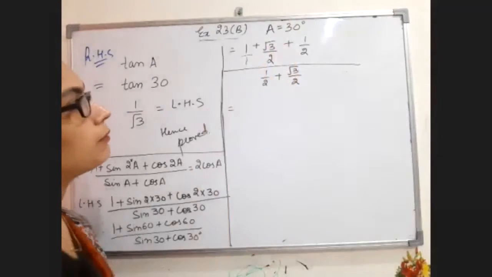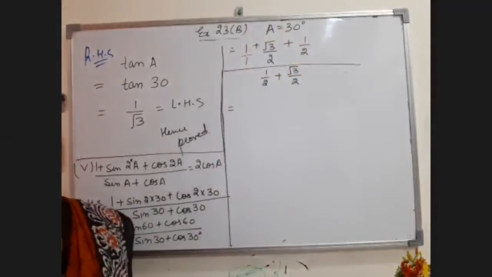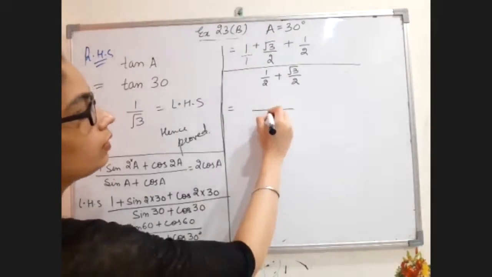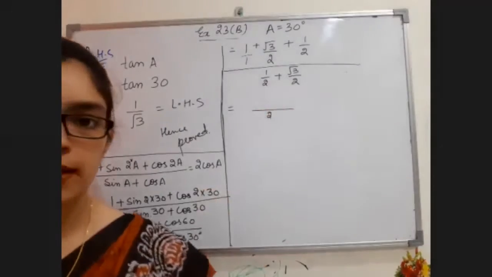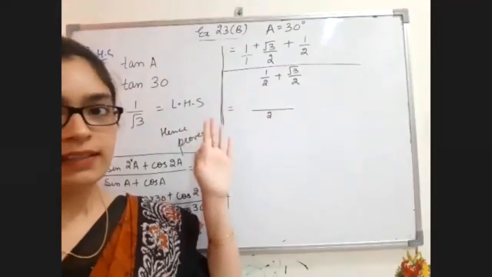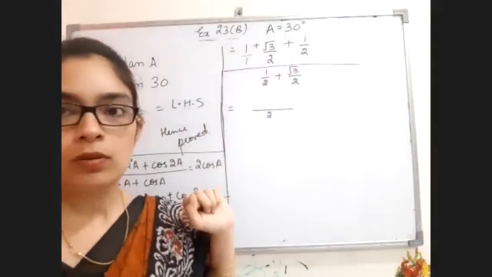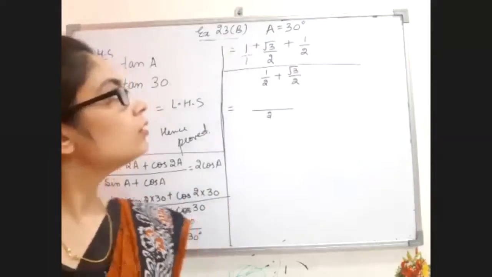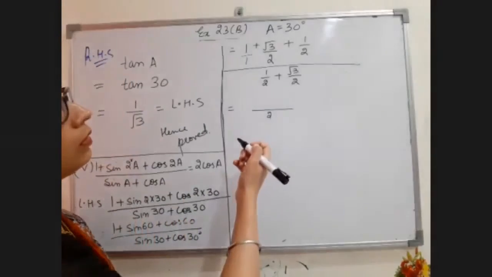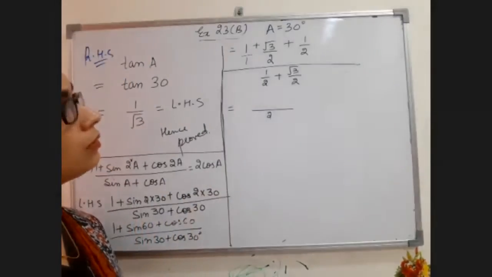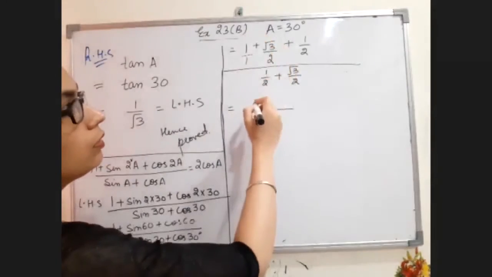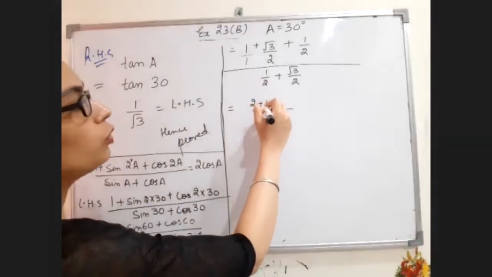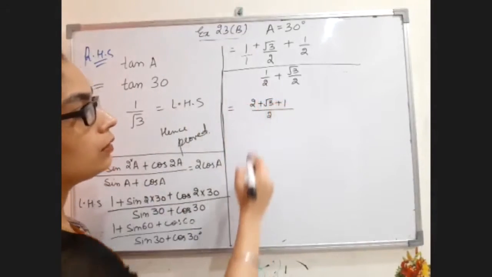Here, let's write 1 by 1. Now, what will be the LCM? 2 is the LCM here for root 3 by 2 plus 1 by 2. Is it clear that the LCM will be 2? Yes, ma'am. So it will become 2 plus root 3 plus 1.